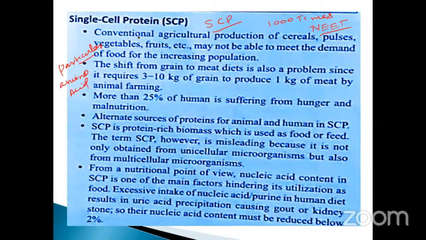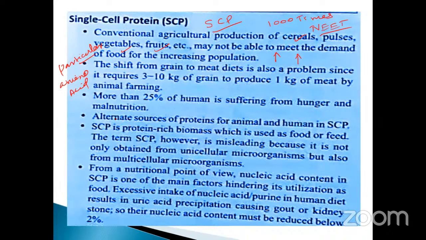See here, the conventional agricultural production of cereals, pulses, vegetables, fruits, etc. may not be able to meet the demand for food for the increasing population. Suppose the population increases, automatically the food production also has to increase. Then only they will get the food. If it is not, they will not get it. Due to that lack, so many diseases are also caused.